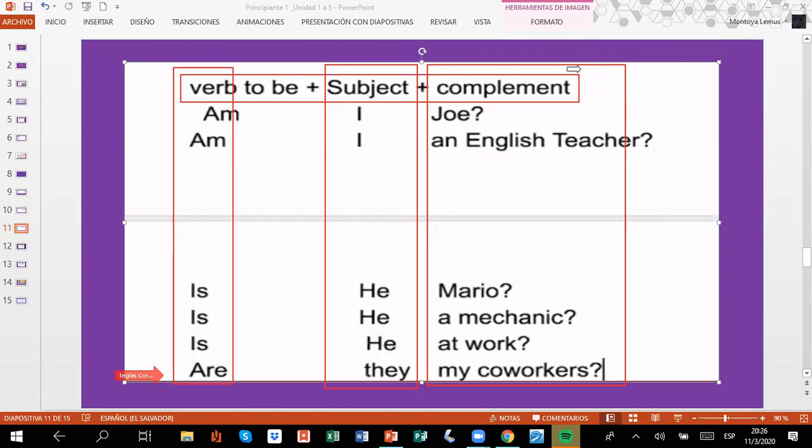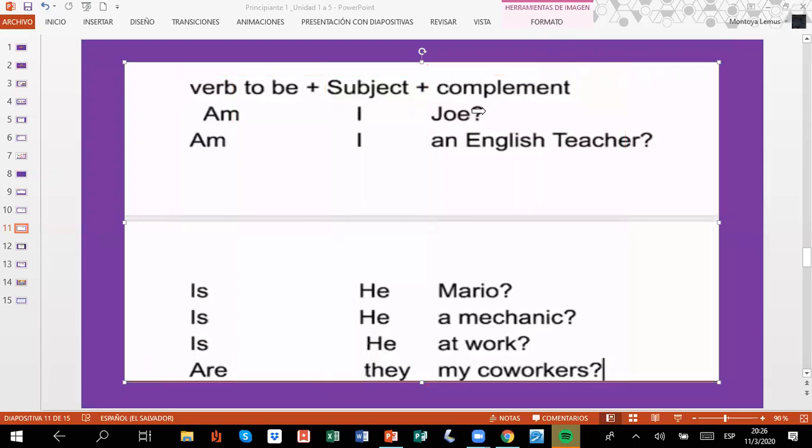Y las respuestas a esto es lo que usualmente se llama short answers, respuestas cortas. ¿Verdad? Por ejemplo, si alguien me pregunta, o si yo pregunto, ¿am I Joe? La respuesta, como yo le estoy preguntando a otra persona, me podría decir, yes, you are. Okay. ¿Am I an English teacher? Yes, you are. Punto. Is he Mario? Yes, he is. Is he a mechanic? Yes, he is.